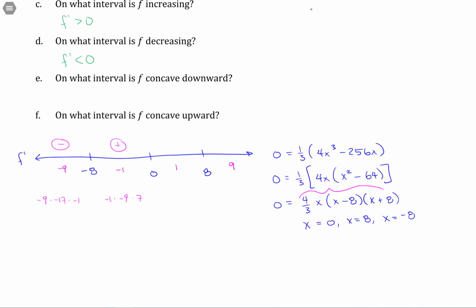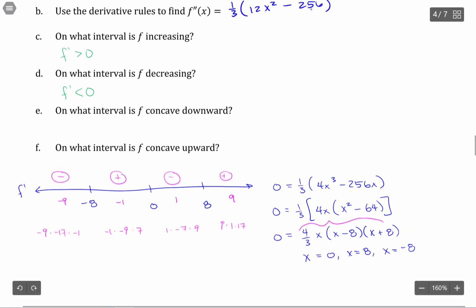And if you have a bunch of these, feel free to use the calculator and the list feature to help speed things up. Here, if I plug in 1, that would be 1 times negative 7 times 9, and that is a negative result. And if I plug in 9, this would be 9 times 1 times 17, and that results in something positive.